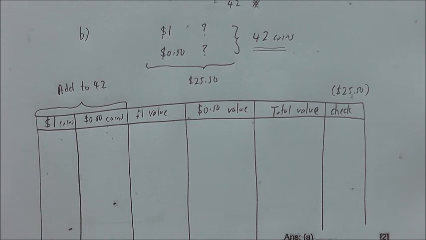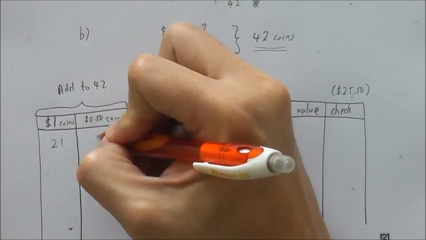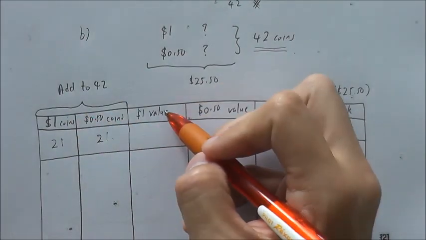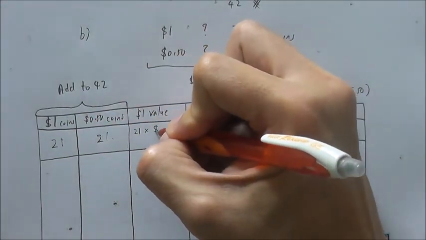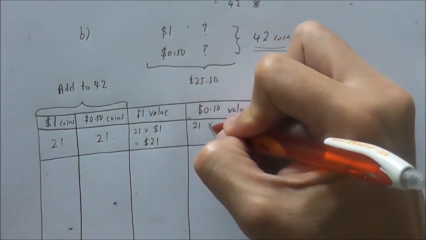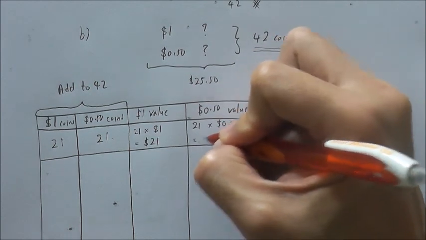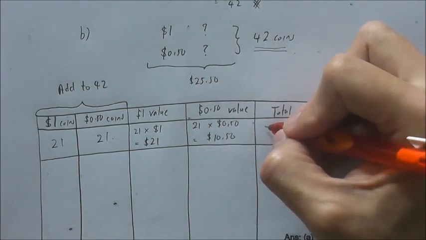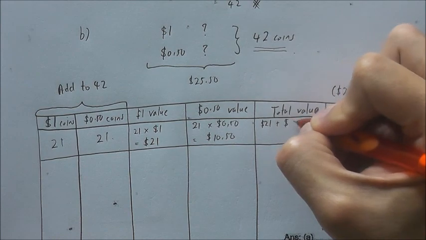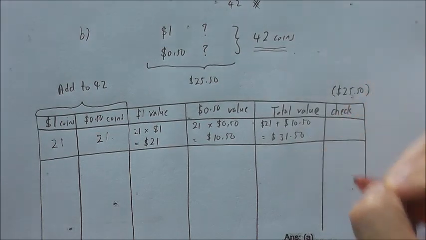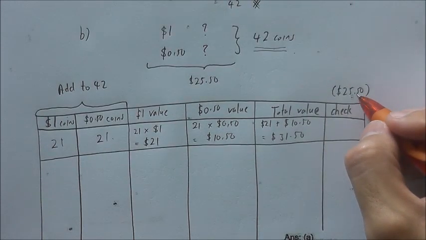So guys, what is a good guess to start off with? I will just take 42 divided by 2. Each one will be 21. So first step, I will do 21. If you have 21 $1 coins, the $1 value will be 21 times $1, which gives you $21. And 21 times 50 cents gives me $10.50. So the total value, if I add up, is $31.50. So we check. It's different from 25.50.